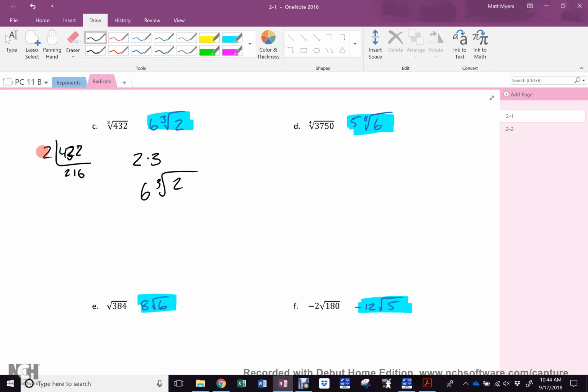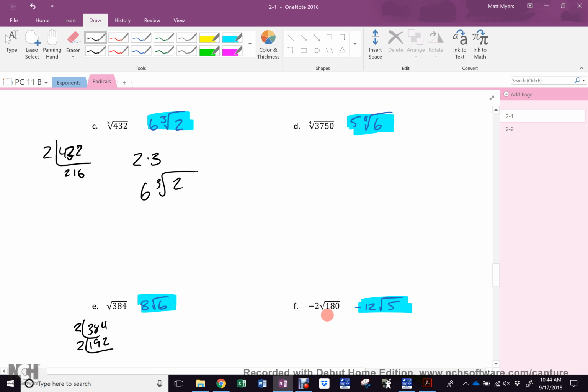Until F. F's a problem, yes? Oh, and E. Well, E is just dividing, Ayaka. You just have to figure it out. 384 divided by 2 is 192. Divided by 2 again, and so on. And you just find your pairs.